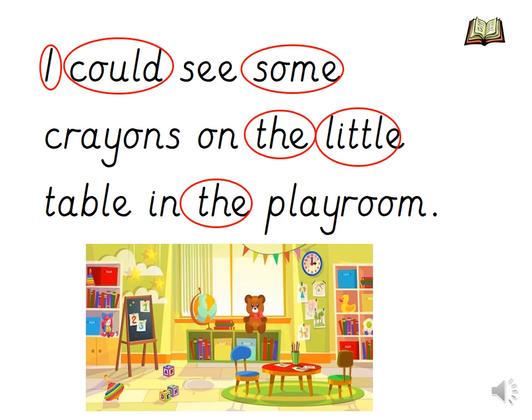Can you pause the video and read the sentence to yourself? If you could read it 3 times before clicking play, I bet it will be super fluent. I would be very impressed. And let's read the sentence together. I could see some crayons on the little table in the playroom. Can you see them? The crayons on the little table there in the playroom.